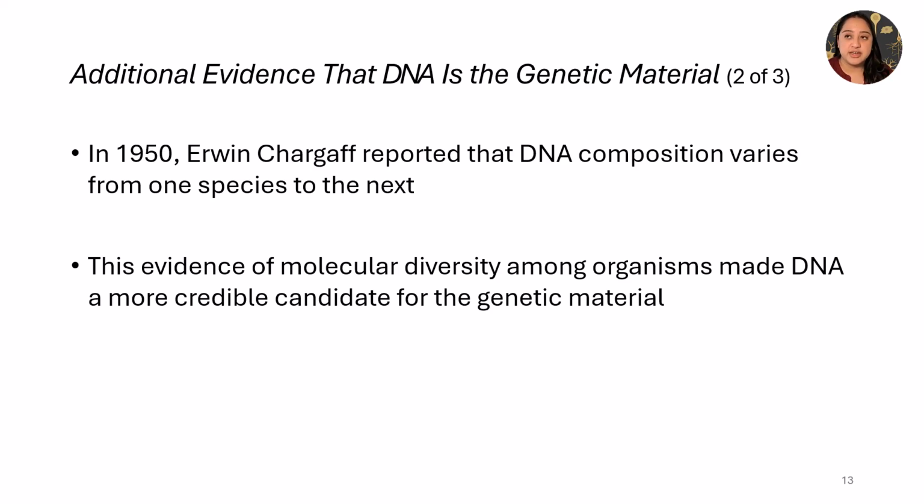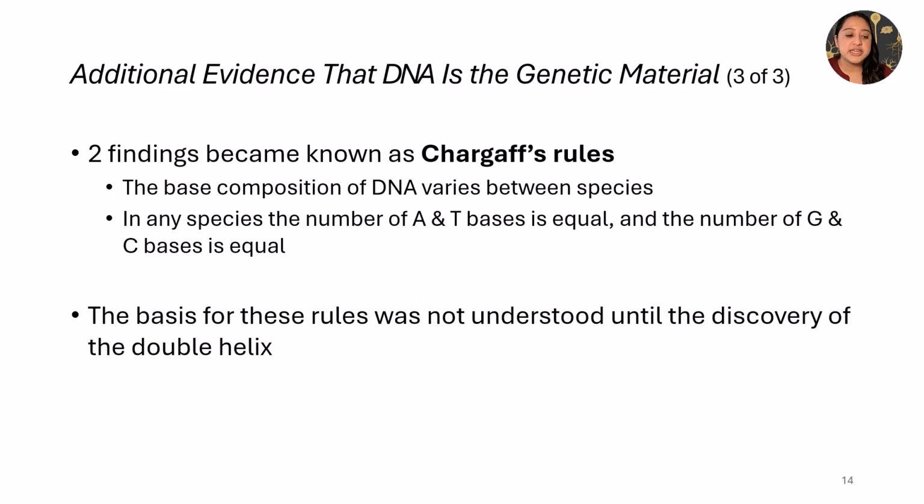The fact that basically all living things use DNA, but that the DNA is also different between the different species, makes sense. And that helped them think, okay, maybe this DNA stuff, there's something to it. So he found two things. These two findings became known as Chargaff's rules. One of those things is how the base composition of DNA varies between species. So different species are going to have different sequences of A, T, G, C.